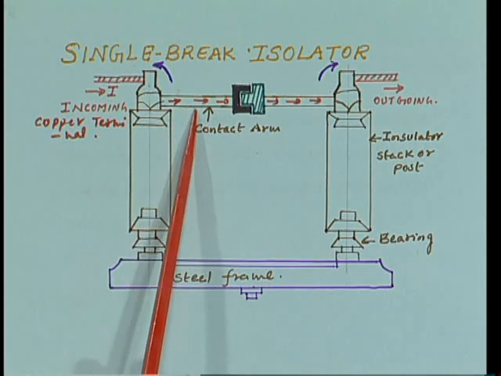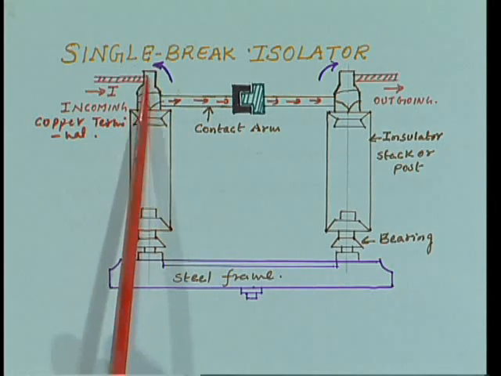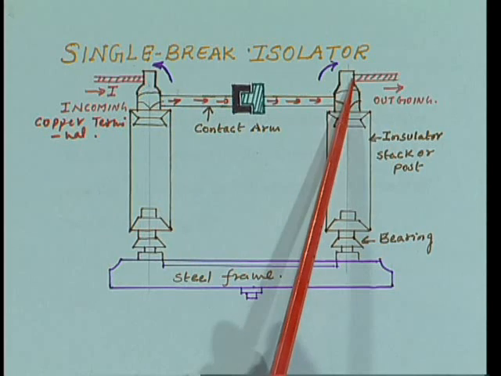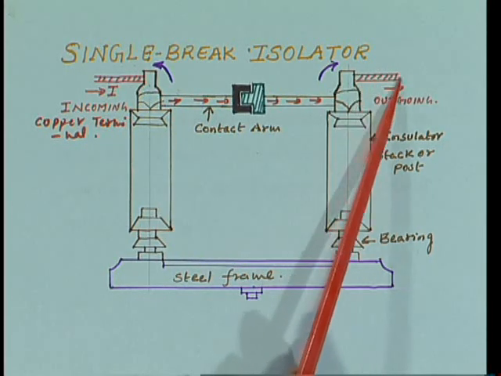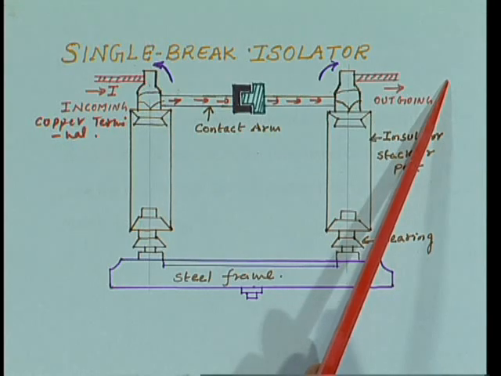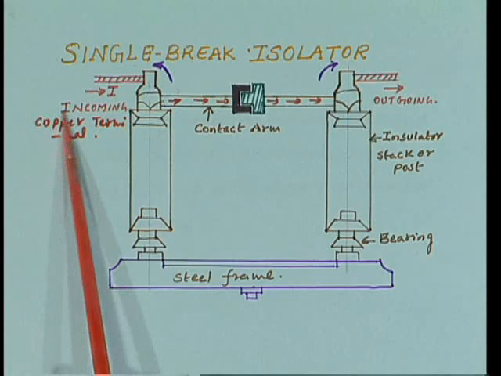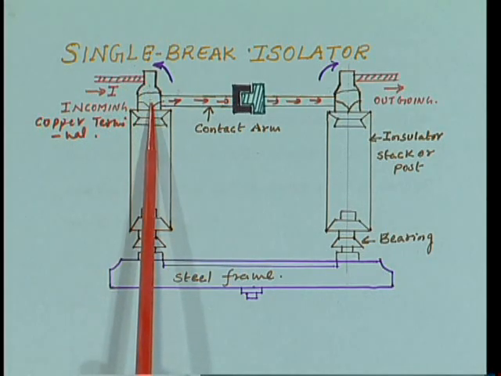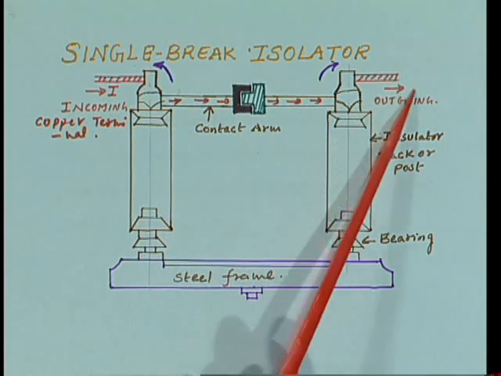And these contact arms are in turn connected to a terminal. This terminal is connected to a supply. The other insulator terminal is connected to an outgoing system, that is, connected to an equipment or device. The other one is connected to a supply. So once you give the supply, the supply comes through the terminal and goes through the contact arm, and it finally goes to the equipment.